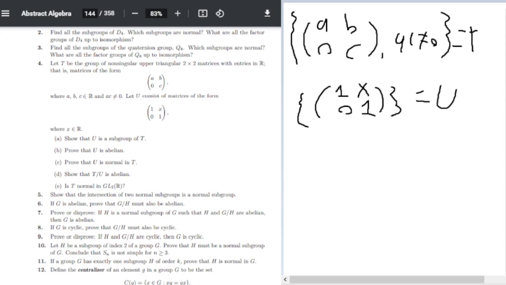From here, prove that U is abelian. Well, we just showed that, because we're working with entries in R, and R is an abelian group, it's going to be abelian because y plus x is equal to x plus y. Prove that U is normal in T.